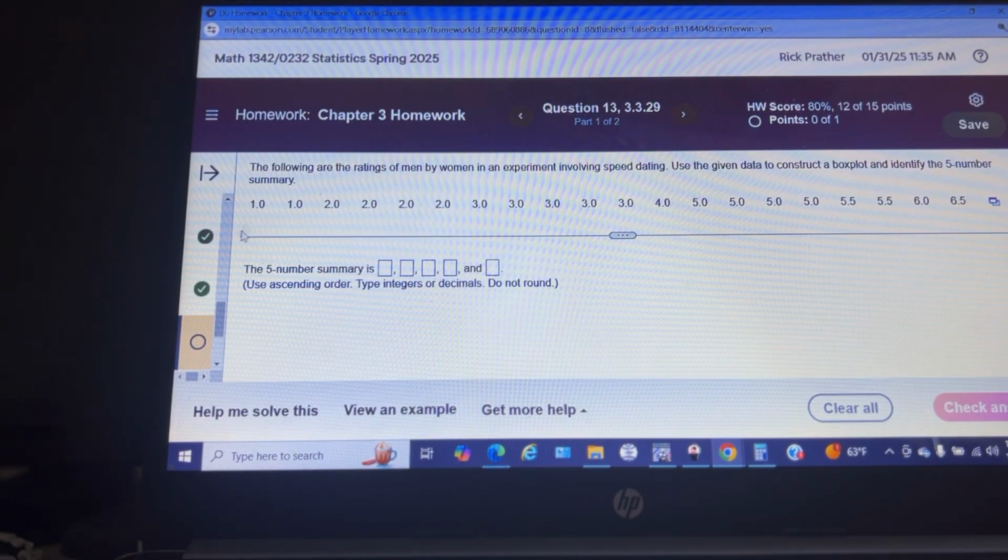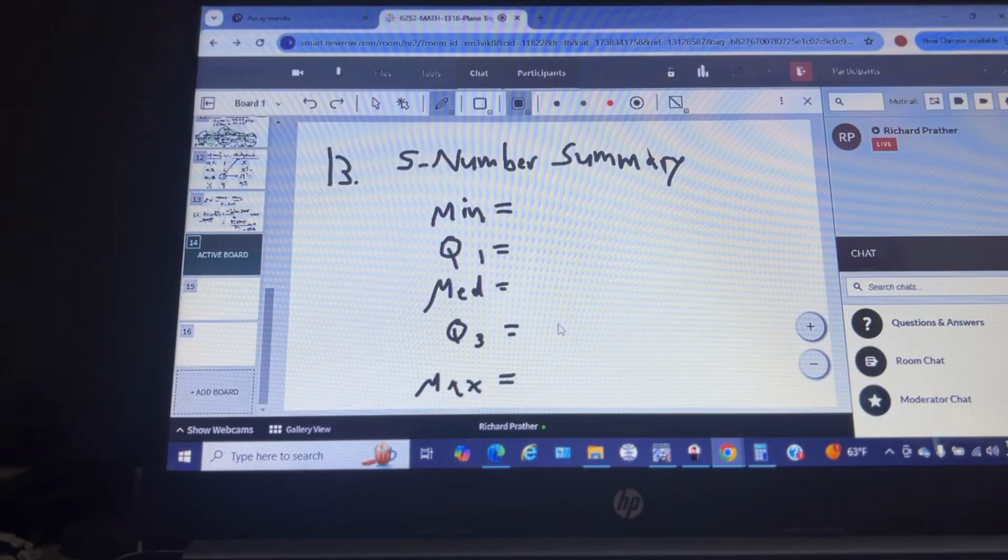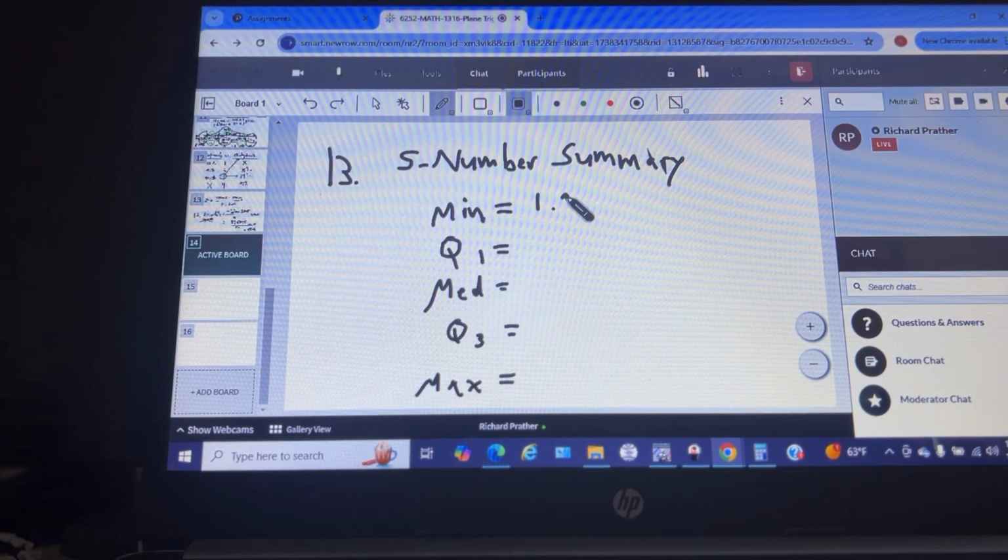These numbers, luckily, are in order. The minimum value is 1, and the maximum value is 6.5. There's 2 very easy answers once the numbers are in order. If they weren't in order, I would take the time to sort them in order first. The computer freezes up sometimes, and it won't write properly. 1.0 and 6.5.